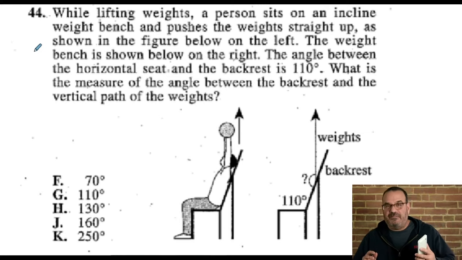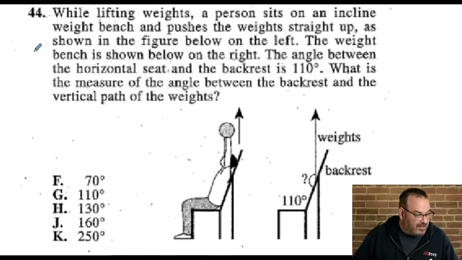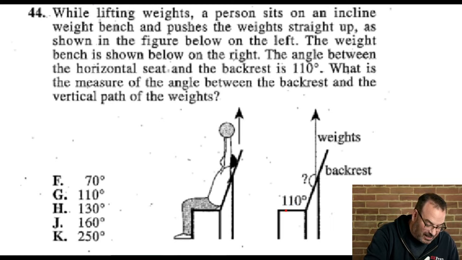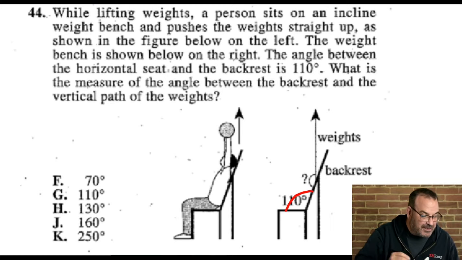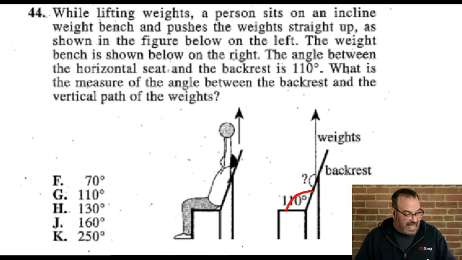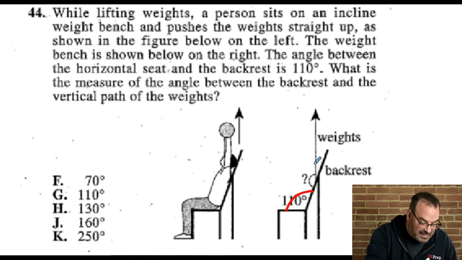All right, one of my favorite problems. While lifting weights, a person sits on an inclined weight bench and puts the weights straight up, shown in the figure below to the left. The weight bench is shown below on the right. The angle between the seat and the backrest is 110 degrees. What is the measure of the angle between the backrest and the vertical path of the weights?